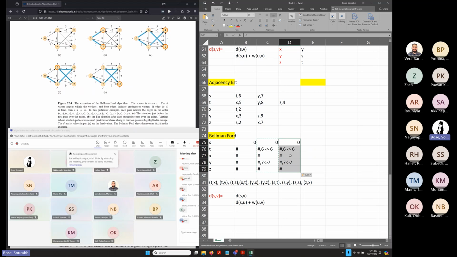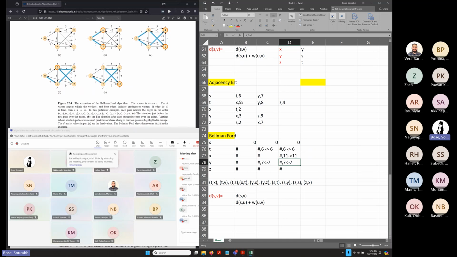So T2X, I'm going to try and update X. With this value, I'll be updating S to T plus TX. S to T is currently 6, plus TX is currently 5. So I am offering 11. This was infinity, it becomes 11.